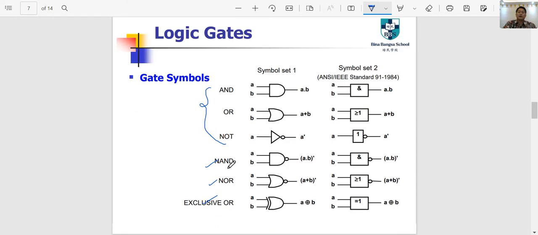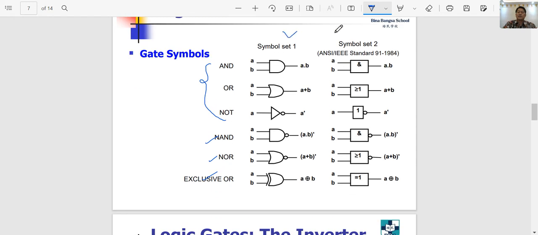Okay, now if you notice, there are two sets of symbols here. Symbol set 2 is based on the American National Standards Institute or the IEEE, but this is seldom used. What is commonly used now is set 1 symbols here. Okay, set 1 symbols, the ones that I'm highlighting right now.